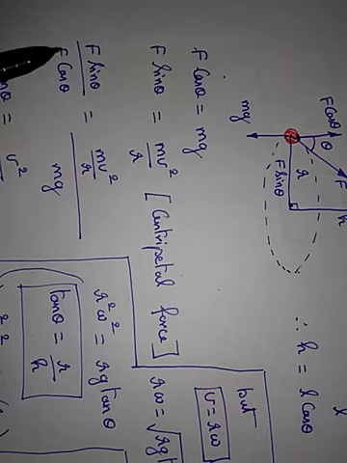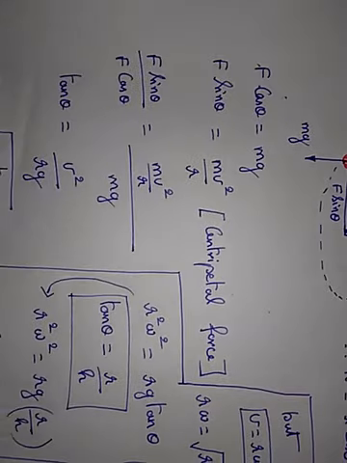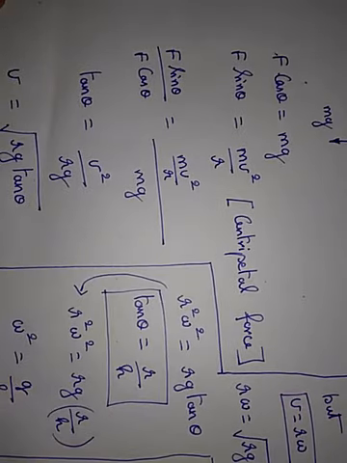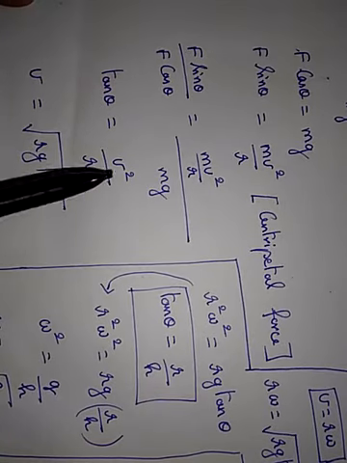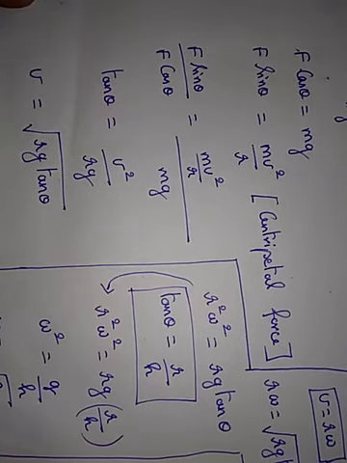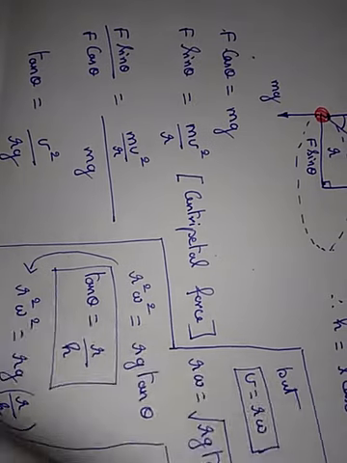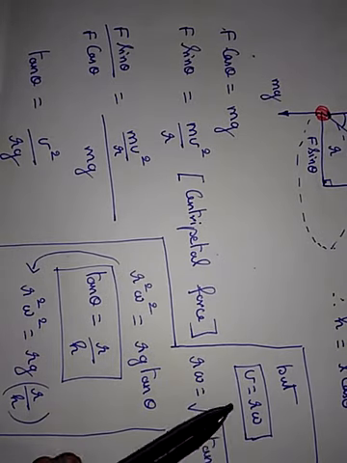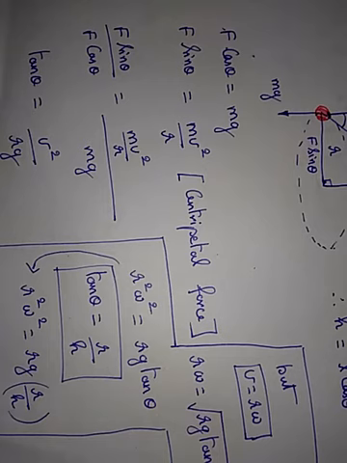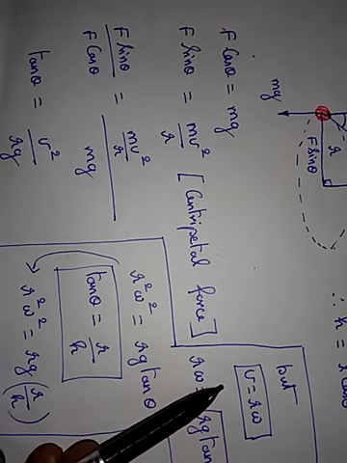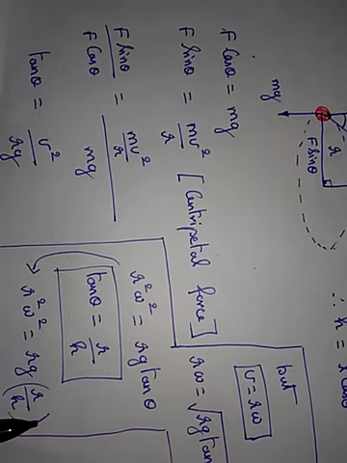On the left hand side, these two terms get cancelled. Now if you simplify, you keep v square here and bring this rg to this side. So rg tan theta. So v is equal to root of rg tan theta. But we know that v is equal to r omega. So you can substitute this value in the previous equation.